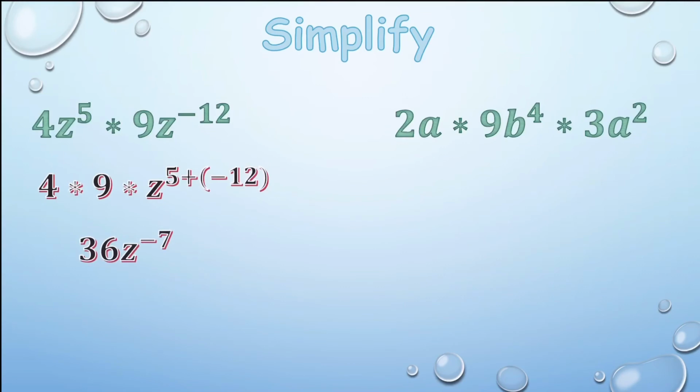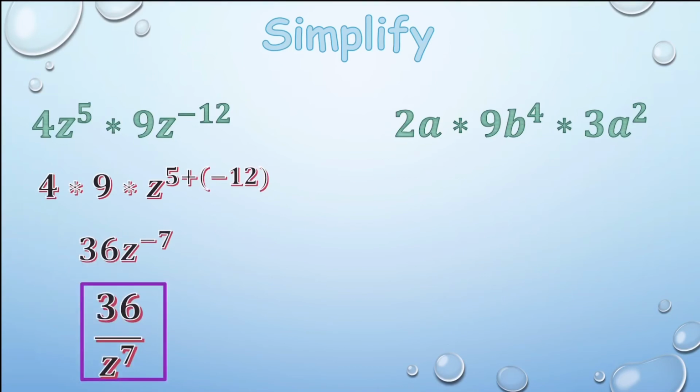On this example, we cannot leave it here, and here's why. The instruction said simplify. So I must make that negative exponent positive by moving that to the bottom. Now, I want to emphasize something here. That -7 is only on the z. It's not touching the 36. So the 36 stays put. This here is your final answer.